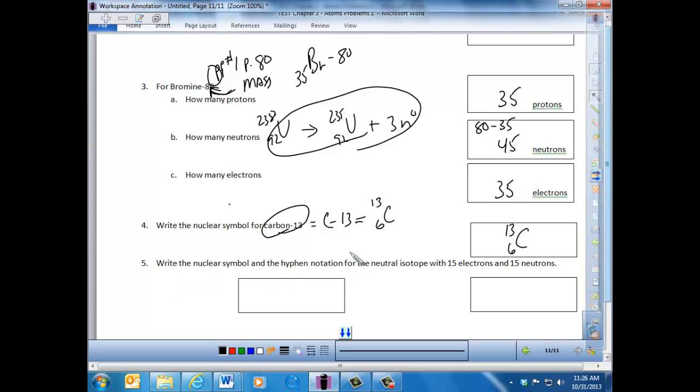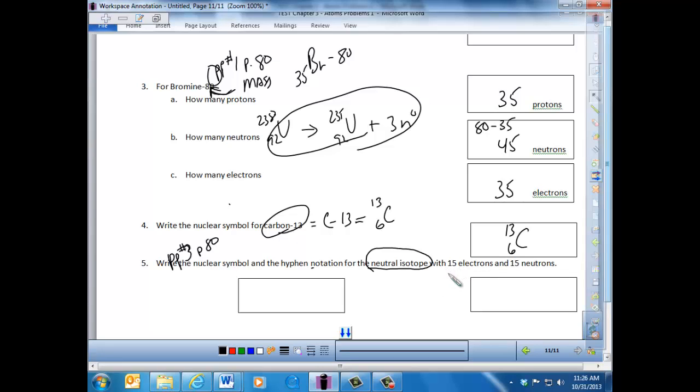Here, this question says you have a neutral isotope. And I added that word neutral in there. This is practice problem number 3, I believe, on page 80. And they didn't have the neutral in there. I added it to make sure you understand that the number of electrons equals the number of protons.